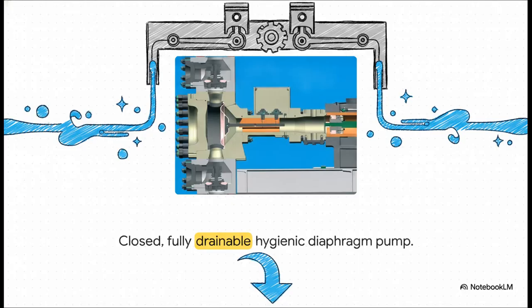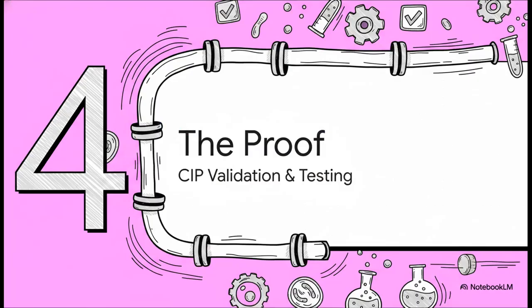Here's another masterclass example for you, the hygienic diaphragm pump. This design is brilliant because it completely isolates the sensitive product flow from the complex reciprocating mechanical mechanisms. It basically creates a closed, fully drainable system that inherently protects the fluid, a real game changer. And finally, Section 4, the proof, CIP validation and testing.